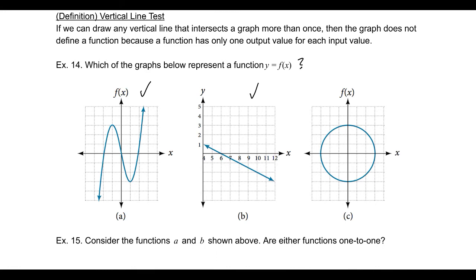Part C, I can draw a vertical line. In fact, I can draw it anywhere between 3 and negative 3, and it will cross that twice. So this is not a function. It is not a function because of that.